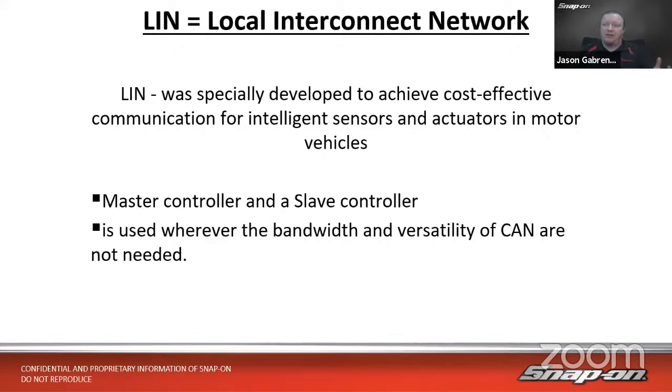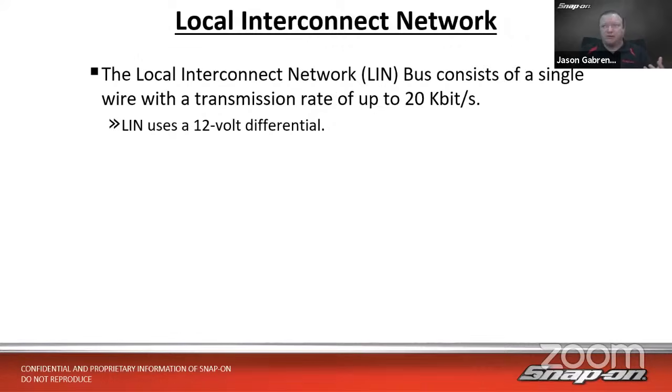It's used wherever the bandwidth and versatility of CAN are not needed. So CAN is a considerably higher speed. It has more bandwidth. It's able to transmit more data. With LIN, we don't need to transmit that much data on there. It's more of an on or off type situation. With CAN, it's sending speed sensors and temperature sensors and all that information around the modules on the vehicles. So LIN is really used for a lot of your body type communication.